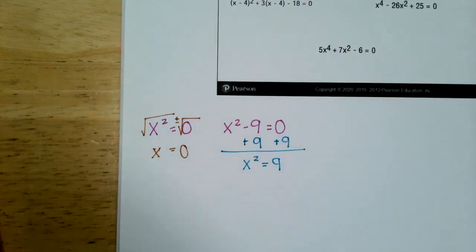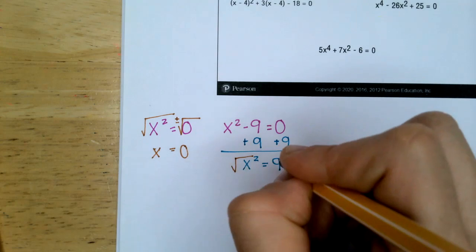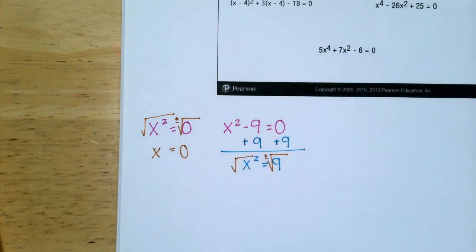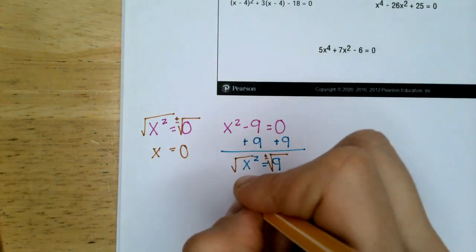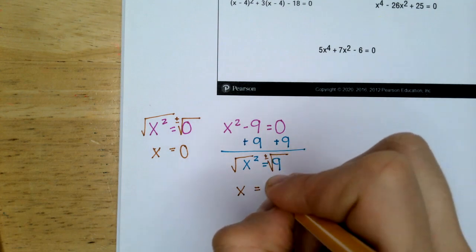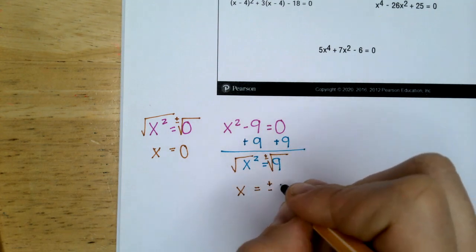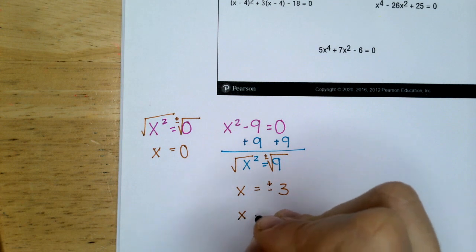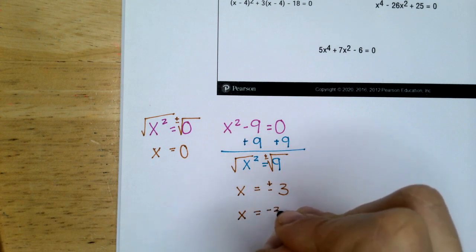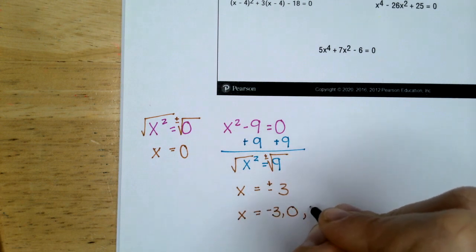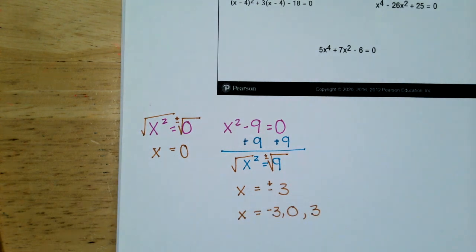To solve for the x squared, take the square root. Good? The square root of x squared just leaves me with x equals plus or minus the square root of 9, which is 3. So my three answers are x is negative 3, x is 0, and x is positive 3.